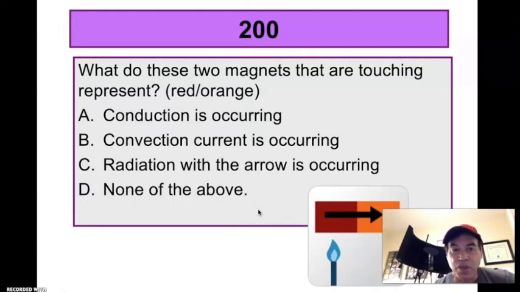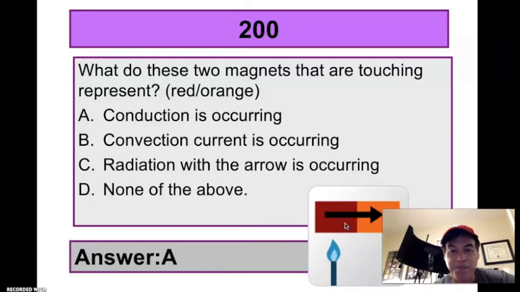Number 2, what do these two magnets that are touching represent? Okay, so imagine, look at this red magnet and orange magnet. Now the red is being heated right here, and they're both metal and they're touching. Would that be conduction? Convection current is occurring? Radiation? Or none of the above? Hint, they're touching. Good job, it's going to be conduction.